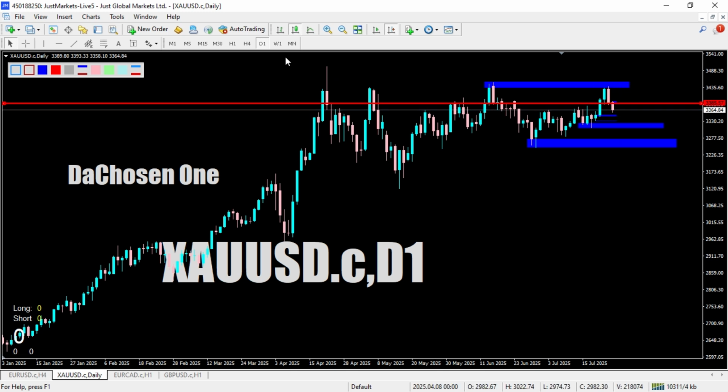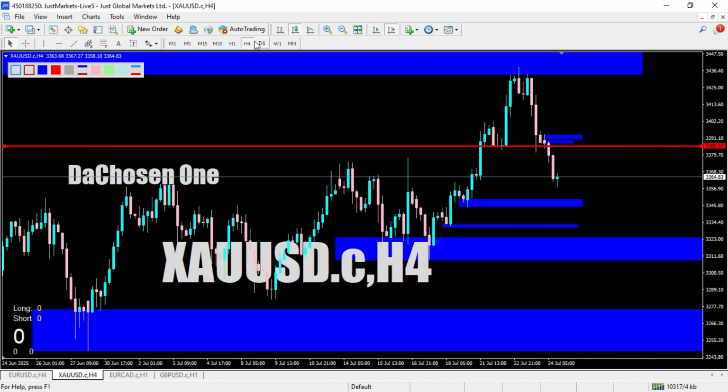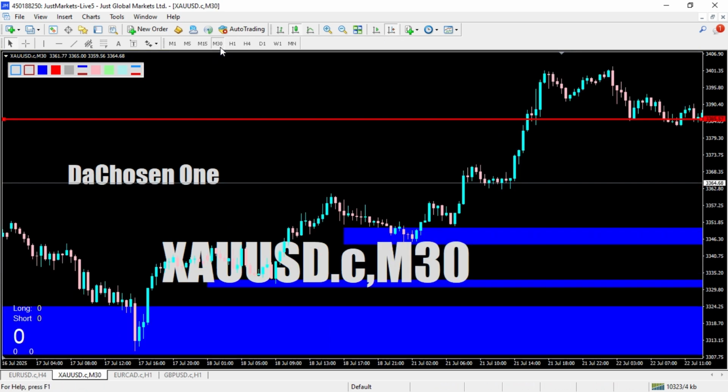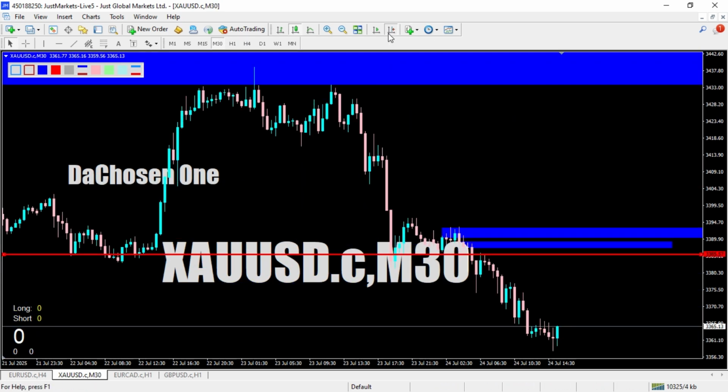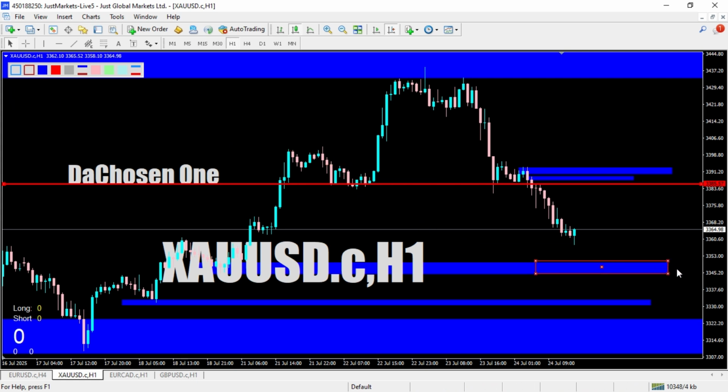The daily is bearish. H4 bearish. H1 bearish. 30 minutes is also bearish. So our entry will be at the second zone, and TP around this area.